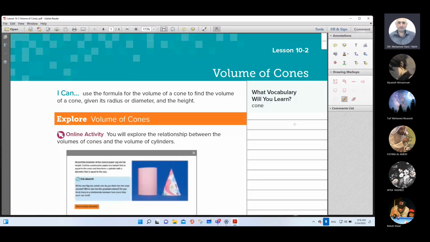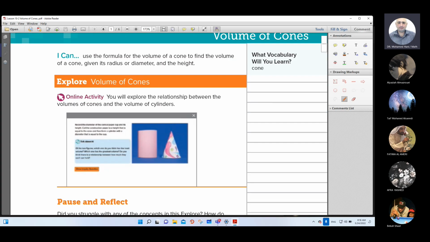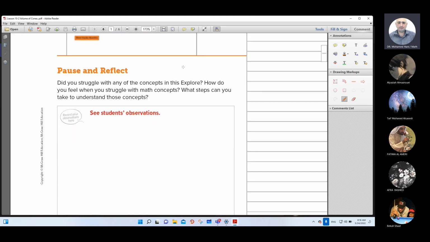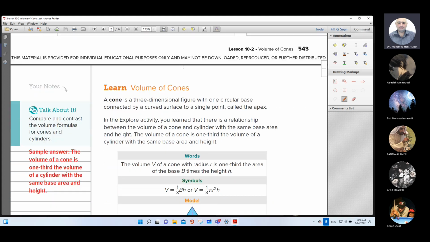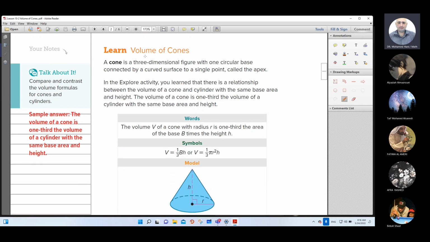Grade 8. We are in Module 10, Lesson 2, Volume of Cones. In this lesson, we want to use the formula of the volume of a cone to find the volume of a cone, given its radius or diameter and the height. So the first idea in this lesson, we want to learn volume of cones.